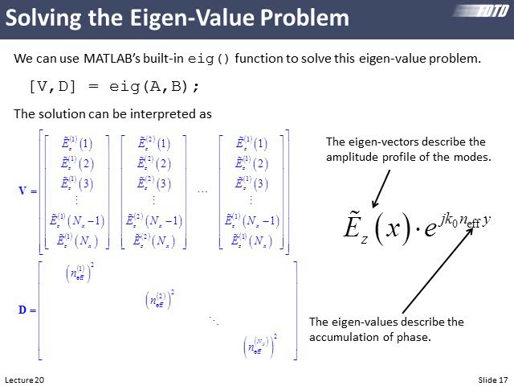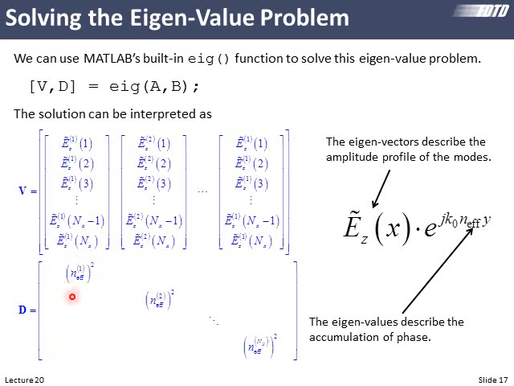Once we construct A and B in MATLAB, we call a command eig, and this calculates all of the eigenvectors and all of the eigenvalues. So this V matrix, if we look at the columns, the first column will be the first eigenvector. And this is the thing that if we plotted it, we would see the fields. We would see what the modes look like. For each eigenvector, there's a corresponding eigenvalue, and these are always one-to-one. The first eigenvector goes with the first eigenvalue. Second eigenvector goes with the second eigenvalue.